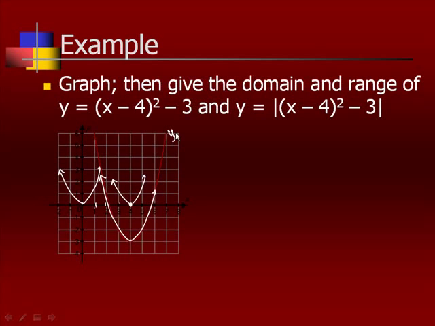Now, to do the absolute value, we're going to take all these points that are down below the x-axis. If this one is 4, negative 3, we're going to bump it up here to 4, 3. So now we don't have any part of the graph down here.